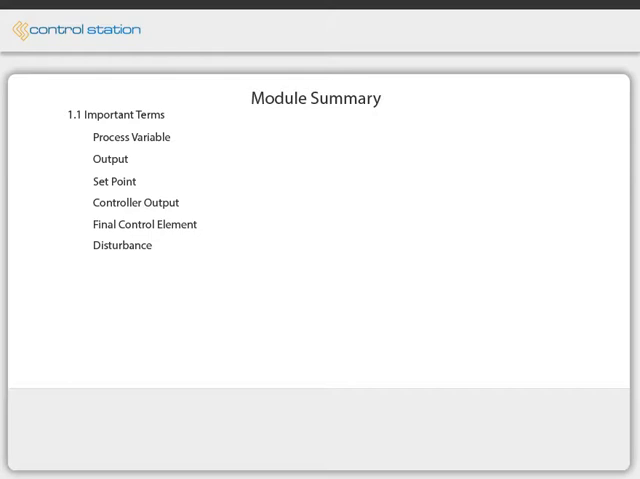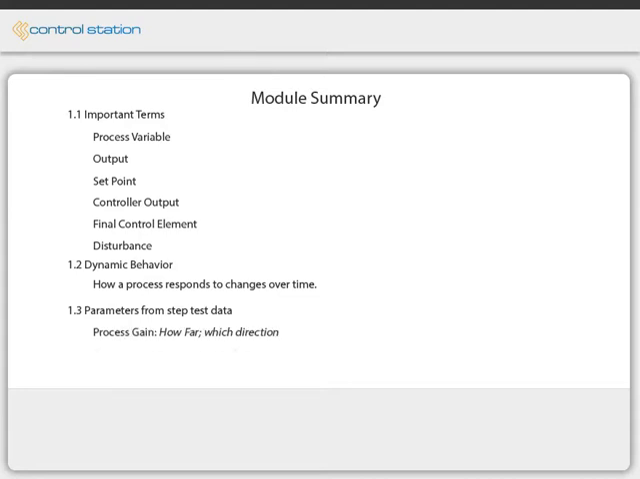An important behavior in industry is how a measured process variable responds over time to changes in controller output and disturbances. This is referred to as dynamic process behavior. From step test data, several parameters are obtained. They include the process gain, the process time constant, and the process dead time.